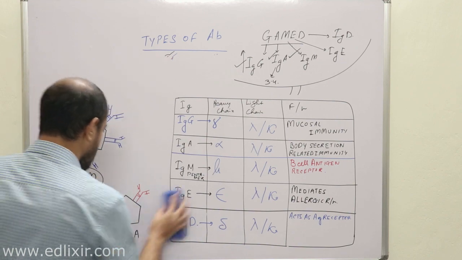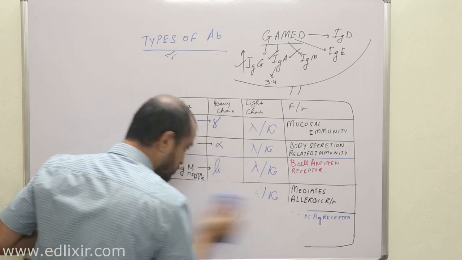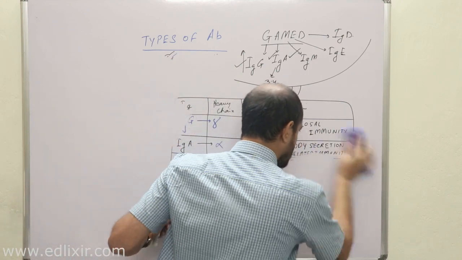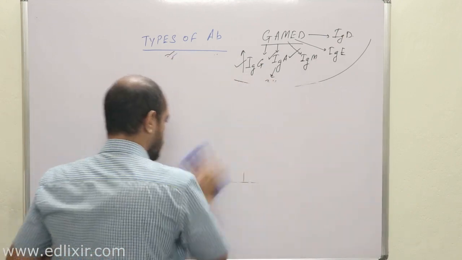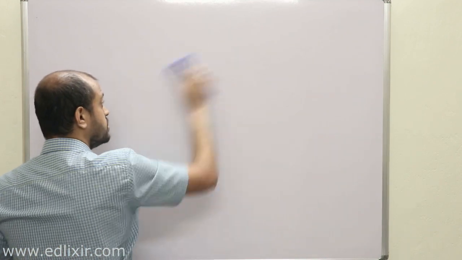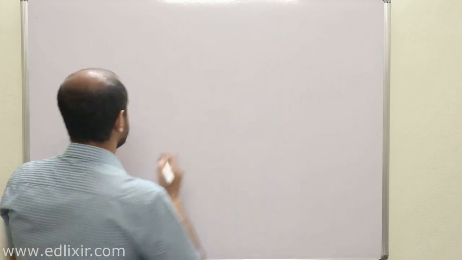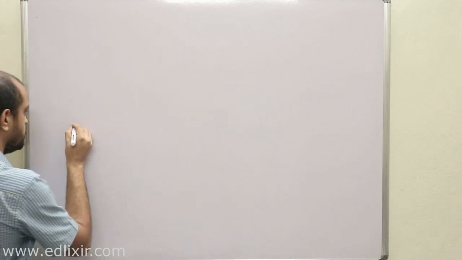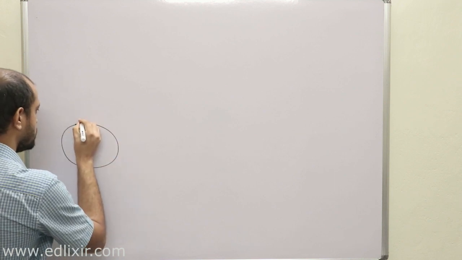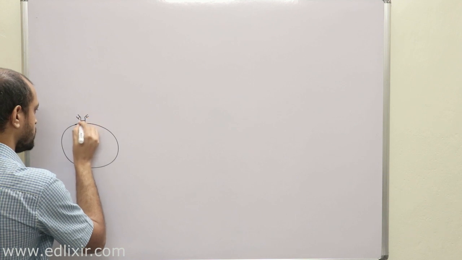Now we will be seeing something really special, that is the structure of antibodies which are present on the membrane of a B cell. They are IgA or IgD or IgM. Now listen, if any antibody is present on the membrane of a B cell, then it has a special characteristic. Suppose this is your B cell, and suppose this is your antibody.